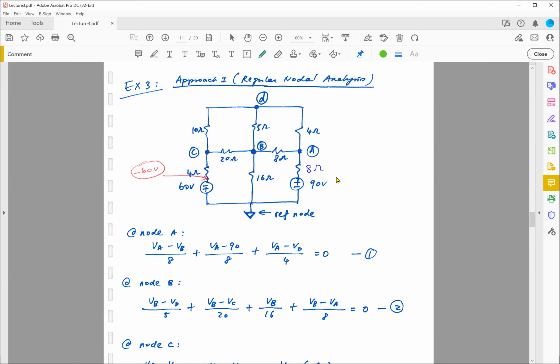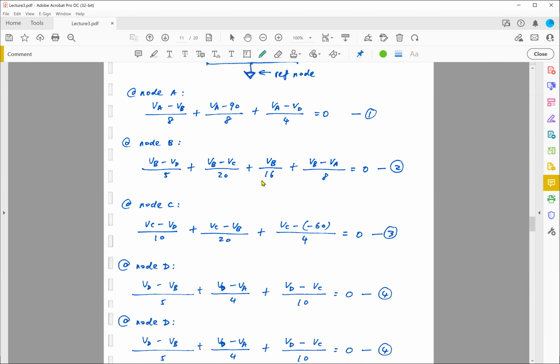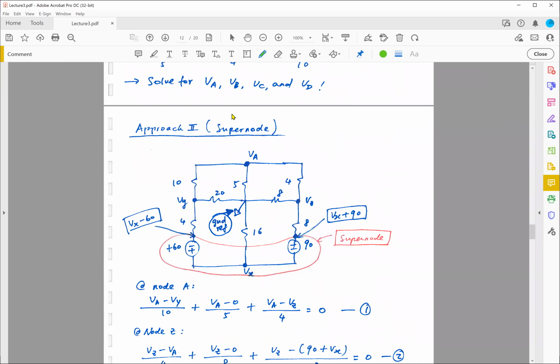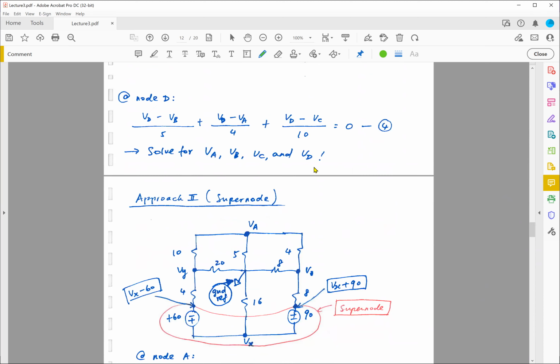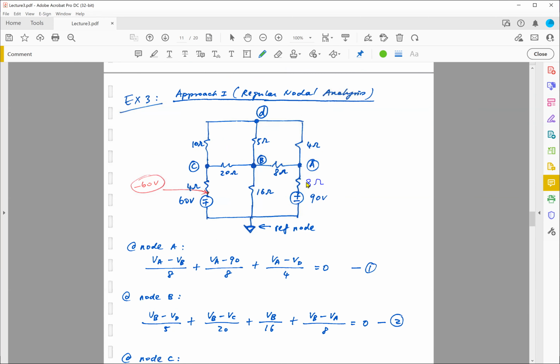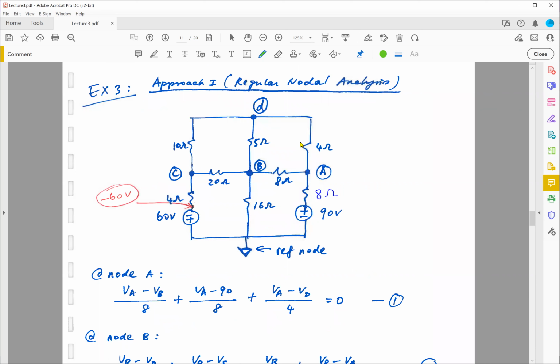Example number 3. I'm going to show you 2 different approaches. One by using regular nodal analysis, and the second approach is by using supernode. And of course, you can be your own judge to see which one is easier. It turns out that for this particular problem, it's possible for you to solve using regular nodal analysis, and perhaps this is a little bit more straightforward for some of you.